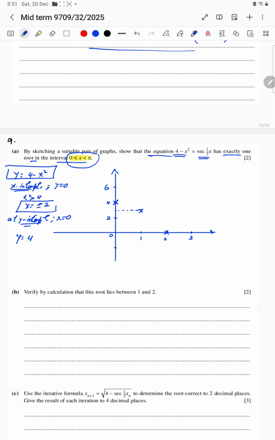So -2, -4, -6, it will be here around. So my graph shape will look like this. This is the graph from 0 onward, that is y = 4 minus x squared, for the given domain bigger than 0.